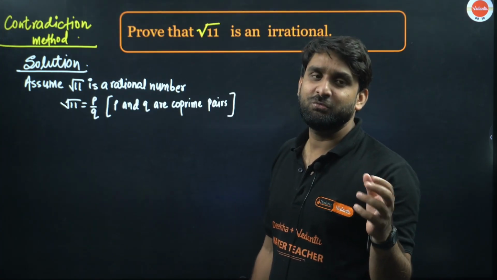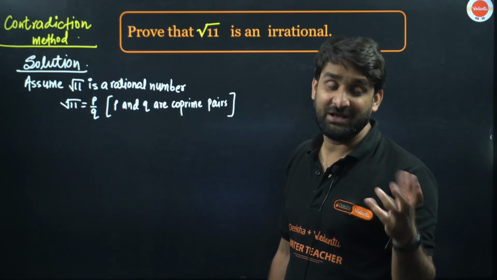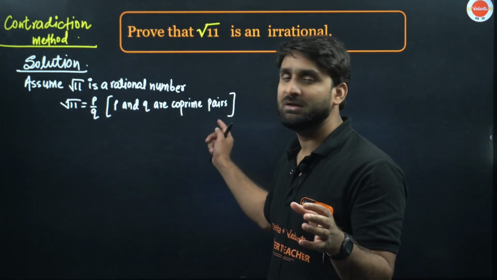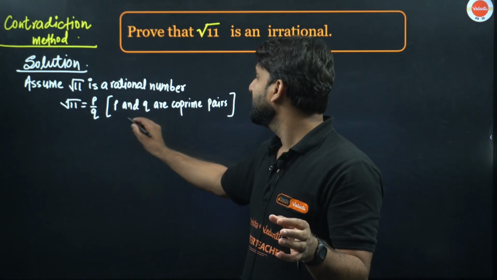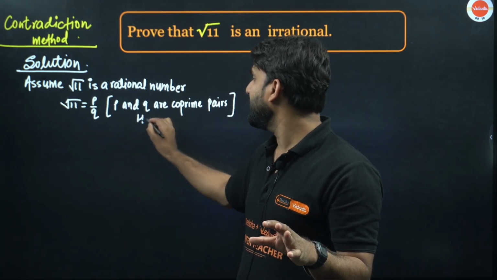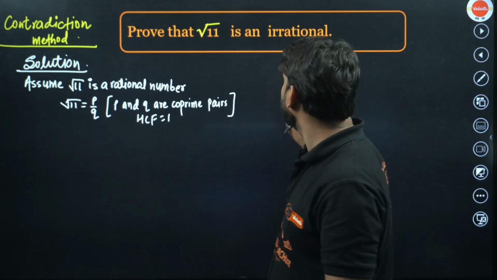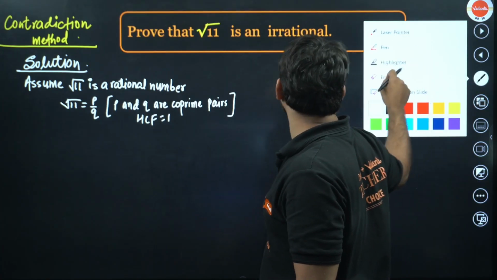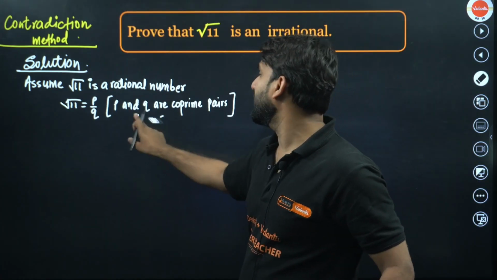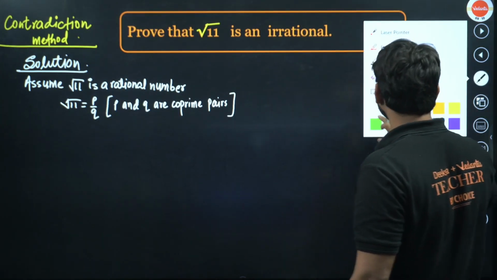If any one of you, because of the pressure and tension of your exam, forgets this line, you can simply write the HCF of P and Q is 1. Or you can write HCF is equal to 1. This is also enough, but don't forget to write this line. This is very important. Otherwise, your marks will be deducted.